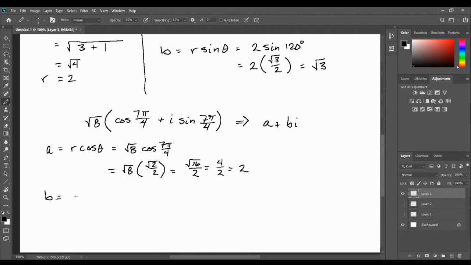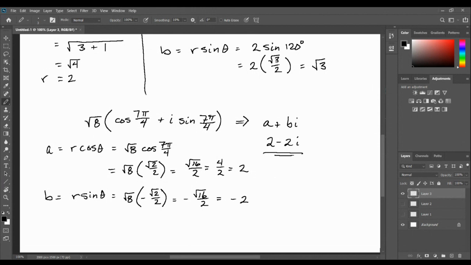b is r sine theta. r is still root 8. The sine of 7 pi over 4 is negative root 2 over 2. So that gives me negative root 16 over 2, which is negative 2. So a is 2, b is negative 2. So that's standard notation for square root of 8 times cosine of 7 pi over 4 plus i sine 7 pi over 4.